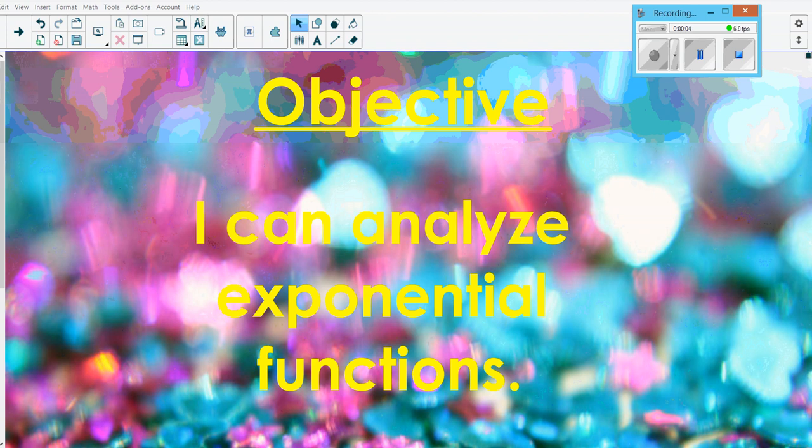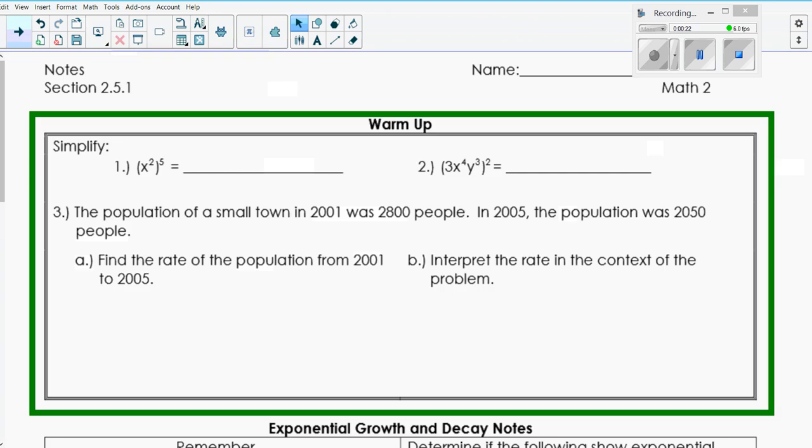Hi everyone. So this lesson is lesson 251, it should say on the top of your sheet of paper. We're going to talk about analyzing exponential functions. You're going to see that it's pretty similar to what we did back in Unit 1 with exponential functions. Okay, so this is what the top of your notes looks like. So we'll just go through the warm-up together here.